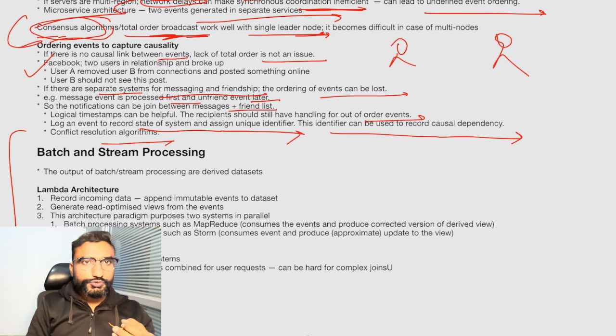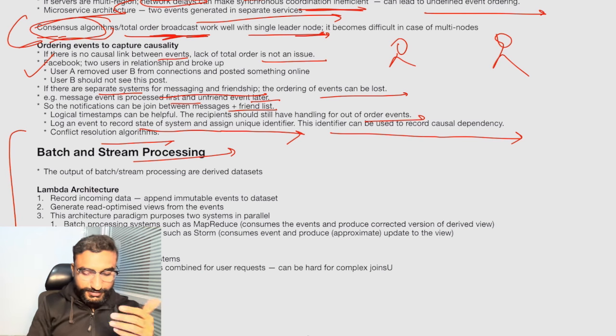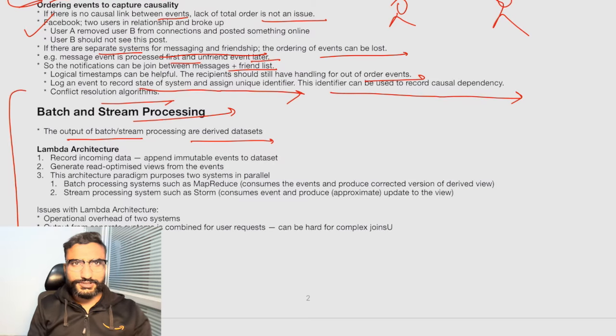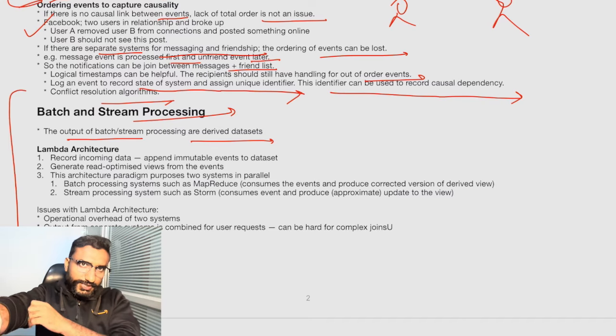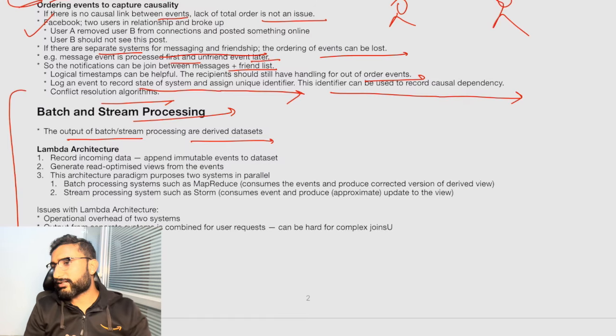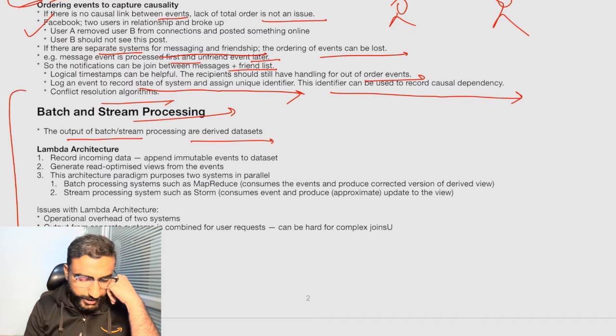Okay, let's move to our next discussion, which is batch and stream processing. We had chapter 10 as batch processing, chapter 11 as stream processing, and in this chapter 12 we are discussing both. The outputs of batch or stream processing are basically derived datasets. You have some data present, and then you run some kind of workflows or jobs to generate a derived dataset for your use case.